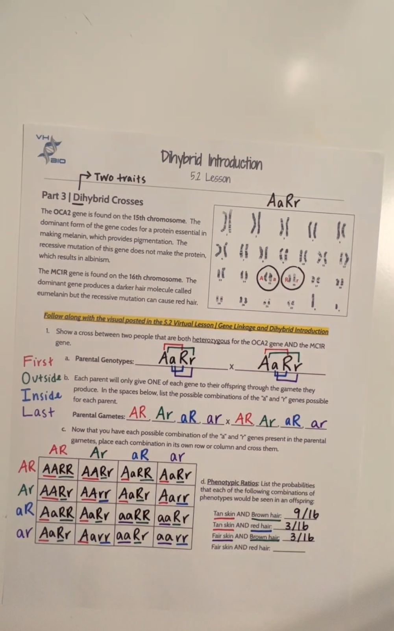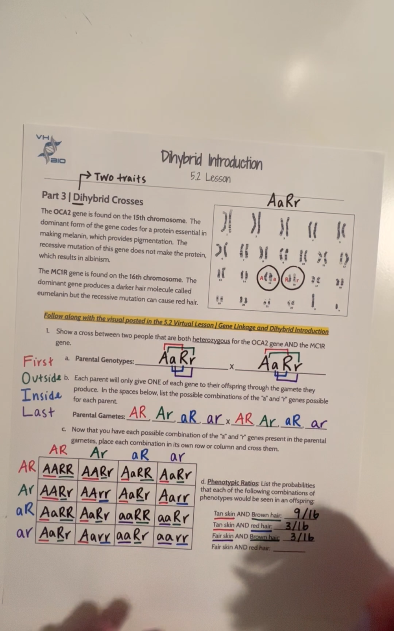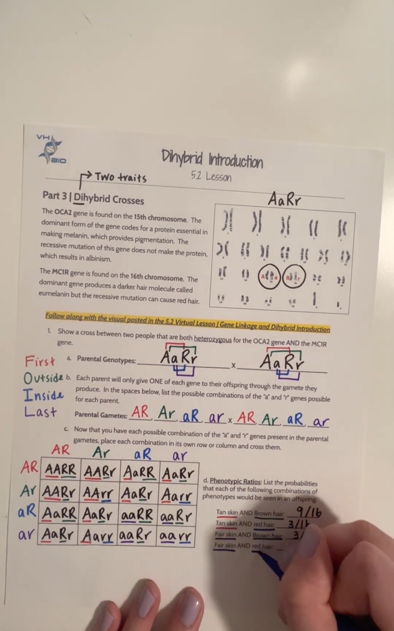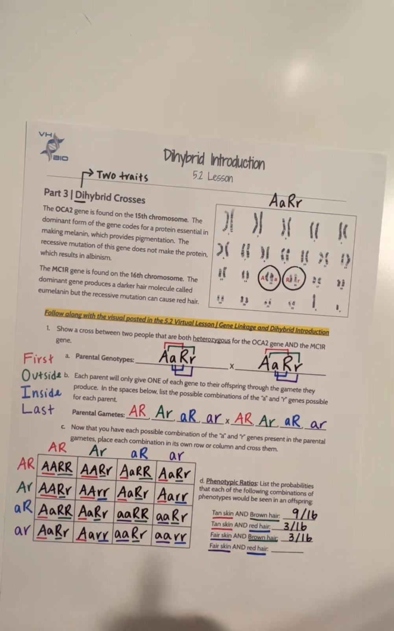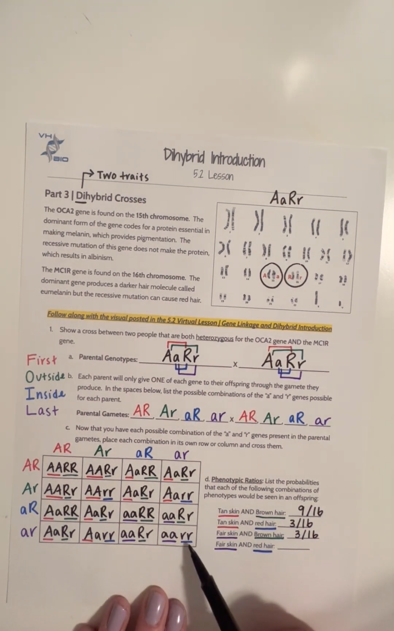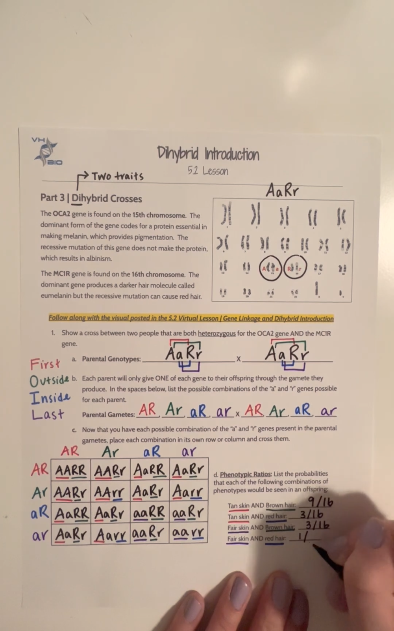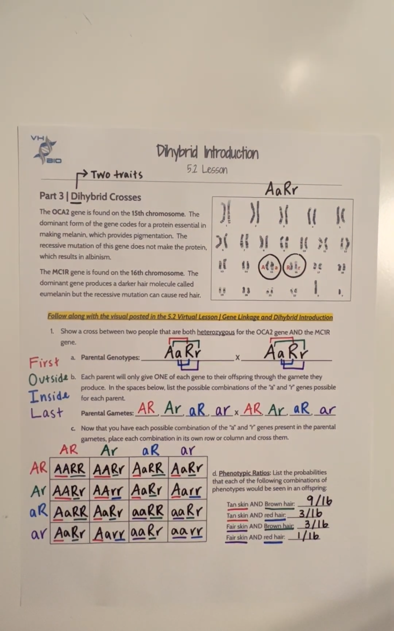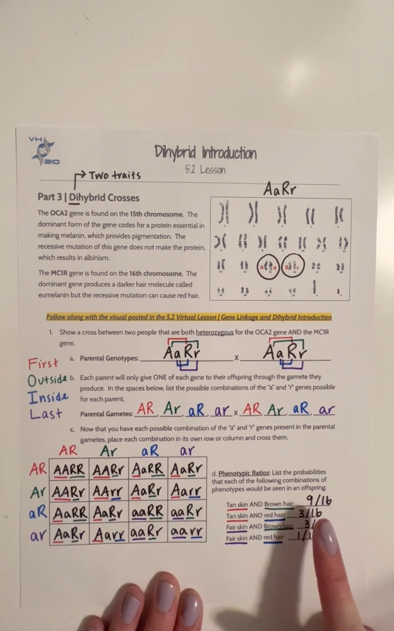And then our final one that we're looking for are individuals with fair skin and red hair, which is only this box right here. So 1 out of 16. If we check our work, because there are 16 boxes, we want to make sure that adds up. 9 plus 3 is 12, plus another 3 is 15, plus that last one is 16, so we can see that all of these add up.